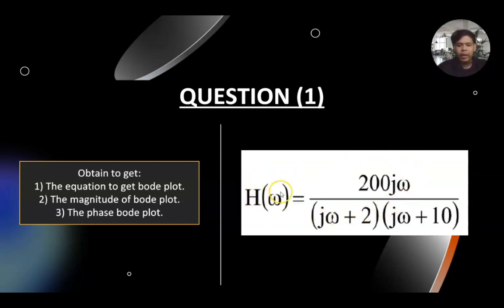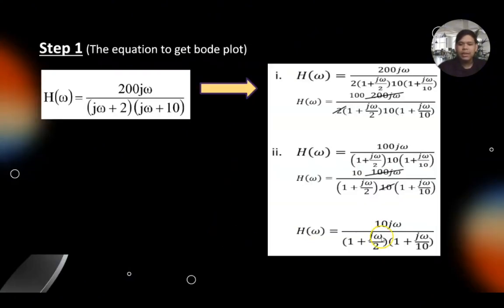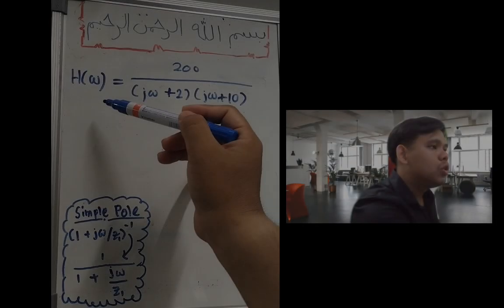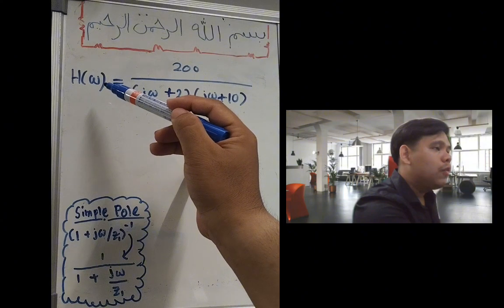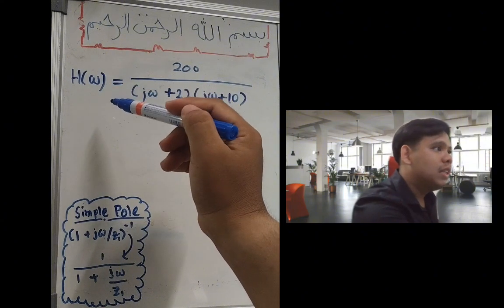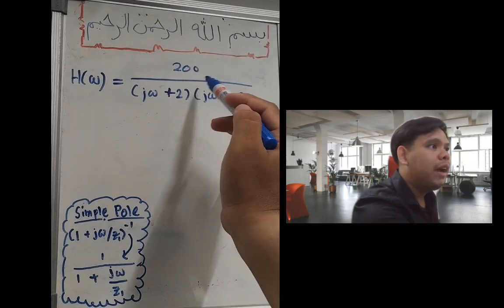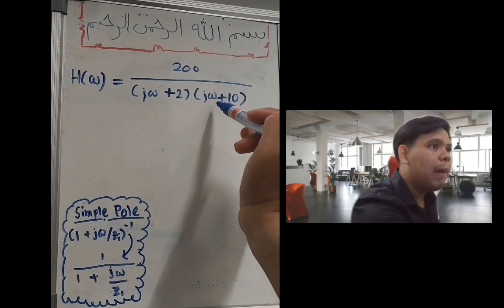The H omega equals 200 j omega divided by (j omega plus 2)(j omega plus 10). So this is the calculation for the equation to get the Bode plot. First step and second step to the equation first. Now I will explain the transfer function. The formula for the transfer function is H omega equals 200 divided by (j omega plus 2)(j omega plus 10).